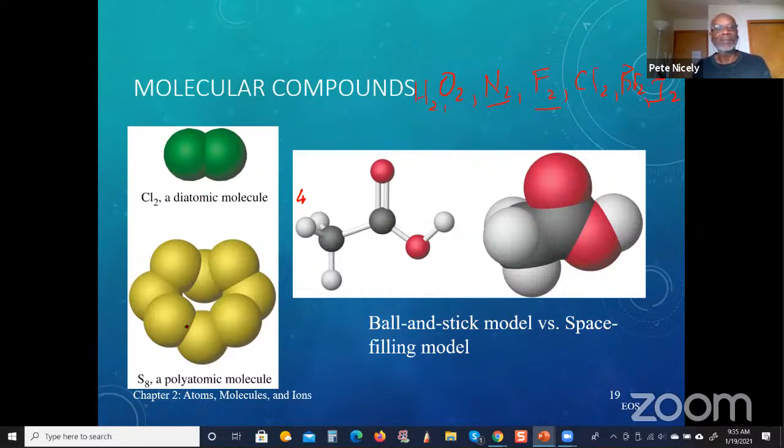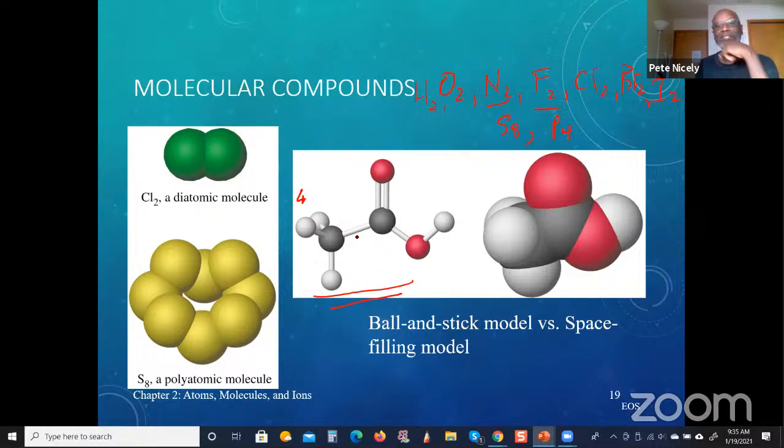And then you have some elements that exist as polyatomic. Sulfur is one of them, and then there's only one other. Sulfur exists as 8 sulfur atoms per molecule. And phosphorus exists as 4 phosphorus atoms per molecule. All right. Then we have others, which are compounds made up of different elements, such as the one that you see here. This represents a formula for acetic acid.